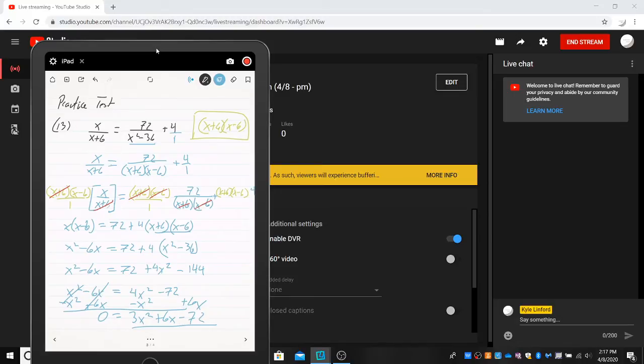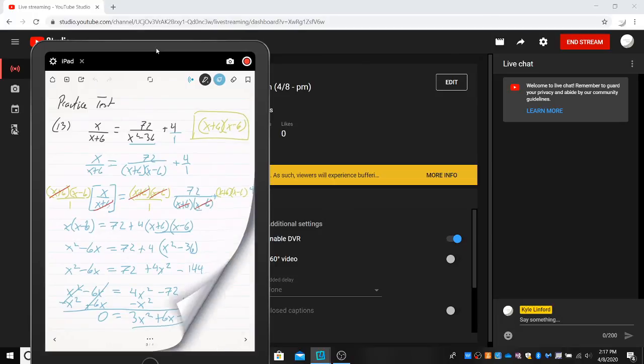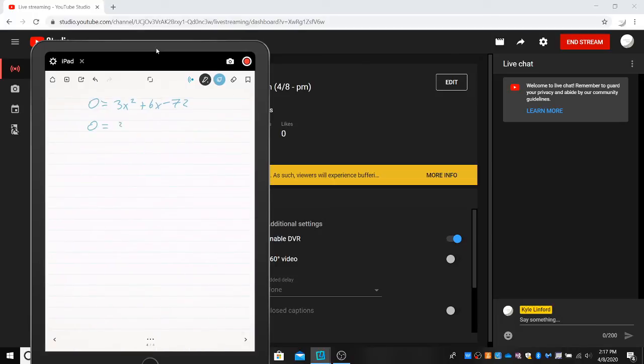Let me go to the next page to get some more room. We had the quadratic 0 is equal to 3x squared plus 6x minus 72. Let's factor out the 3 from that, because if I can deal with smaller numbers, that's a lot nicer. And 72 divided by 3 is 24. So really the thing that I have to break down is x squared plus 2x minus 24.